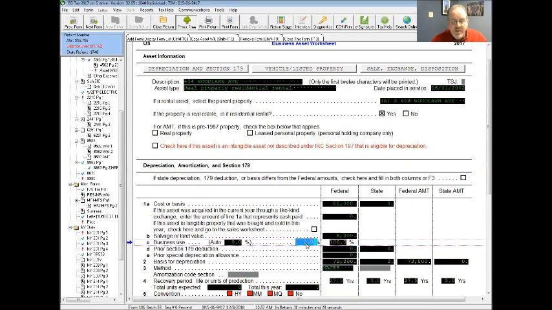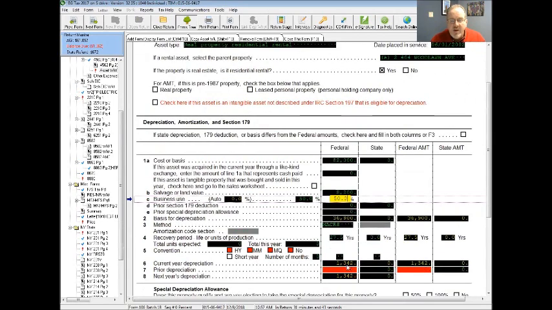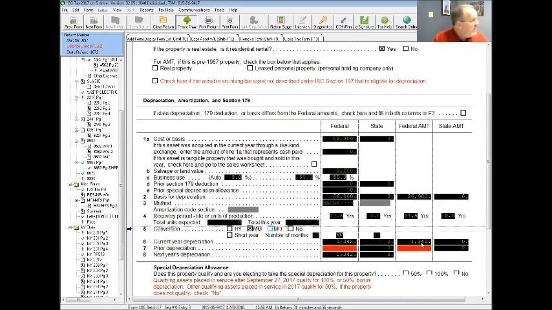Now, business use. This is where we put in our 50%. So that being said, we can see down here our basis for depreciation now is half of the basis less the land value, half of that. That's what we're going to depreciate. Now, we know that we're going to use the MACRS 27.5 years, and for rentals, we're going to be on the mid-month convention.